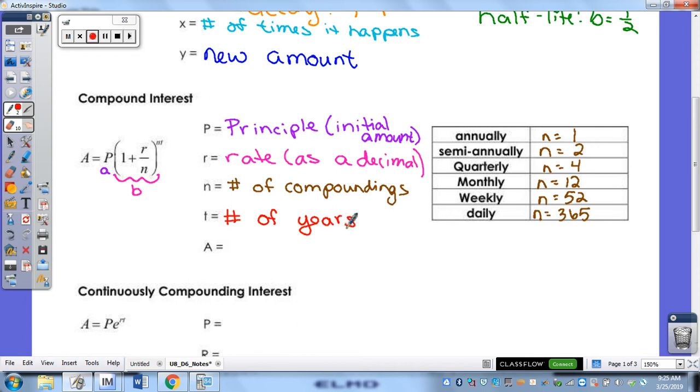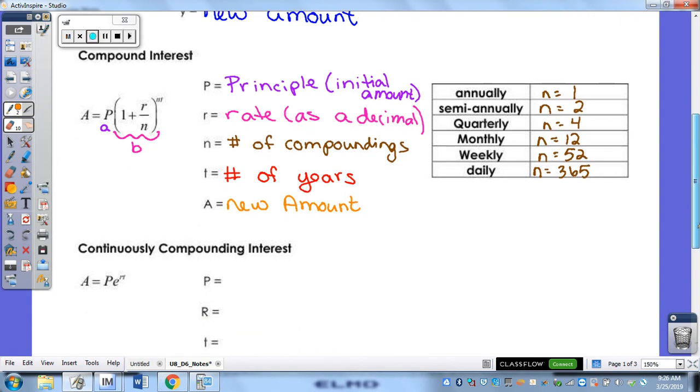So T is your number of years. They're earning interest for 5 years, 10 years, 30 years. T is your number of years. And then A is your new amount. That's how much money they have at the end of the whatever years, 5 years, 10 years, whatever.